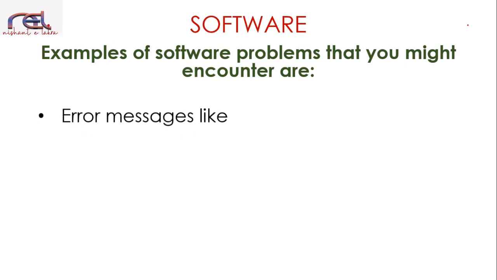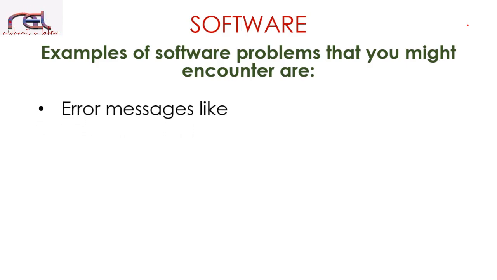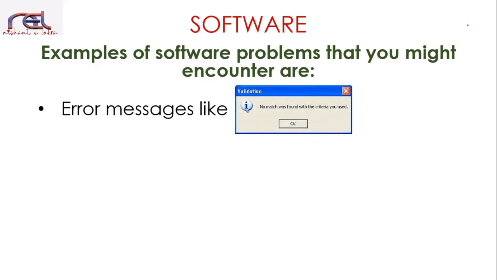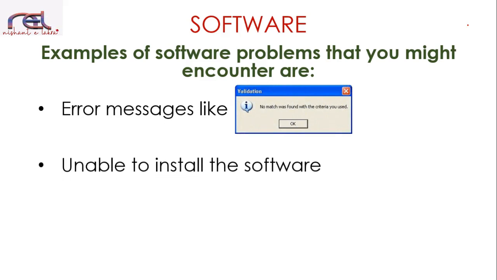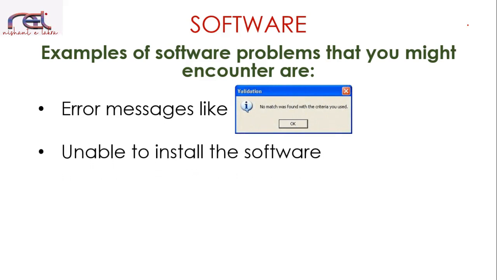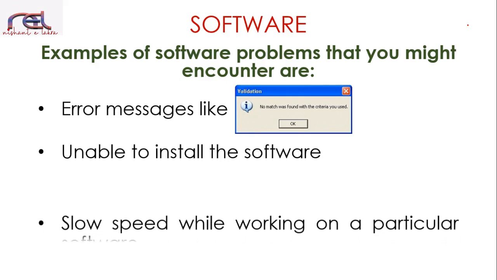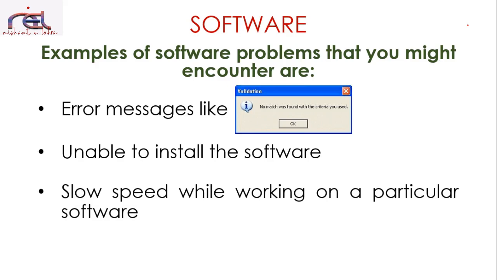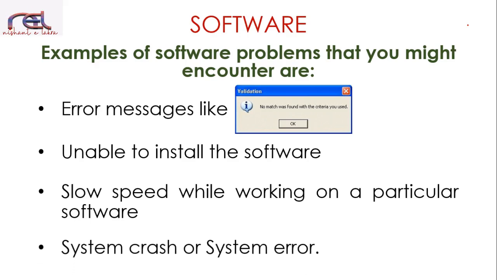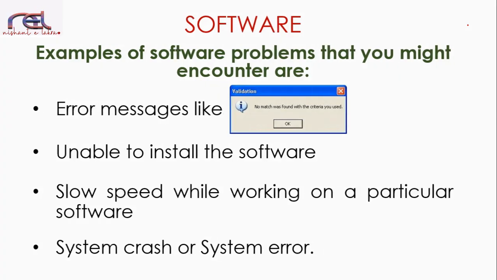The first one can be error messages. Some error messages like this one. It's a validation error message. Then maybe you're unable to install a software. This can be another software issue, software problem. Then slow speed while you're working on a particular software. You're not able to work fast enough. And then system crash or system error can be another example of software problems.